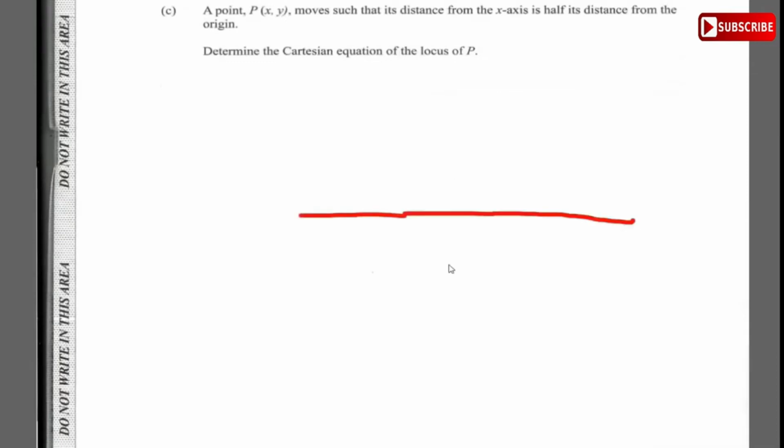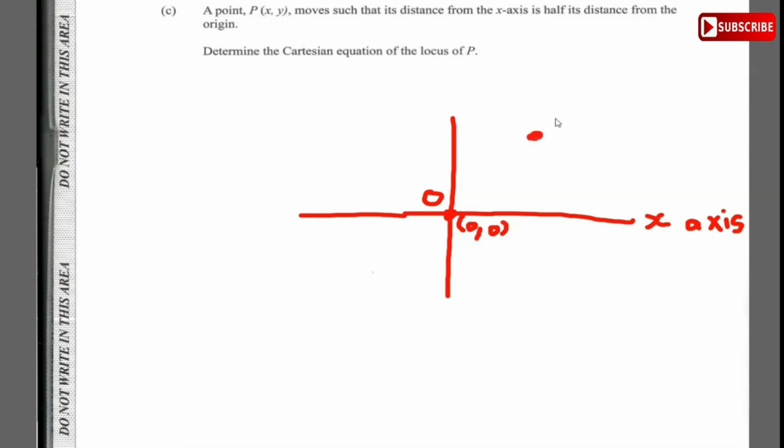So I draw the x-axis and y-axis just to get a sketch. You have some point P moving. This is the x-axis. They're telling me that P moves such that its distance from the x-axis is half its distance from the origin. This is the origin. I'm going to call the origin O, and O is the point (0, 0). And you have some point P. It doesn't matter where P is, I'm just going to put P somewhere.